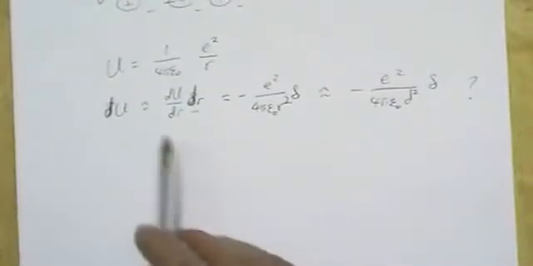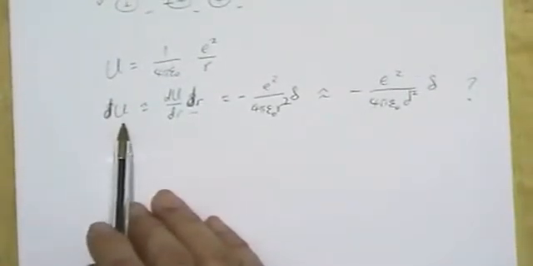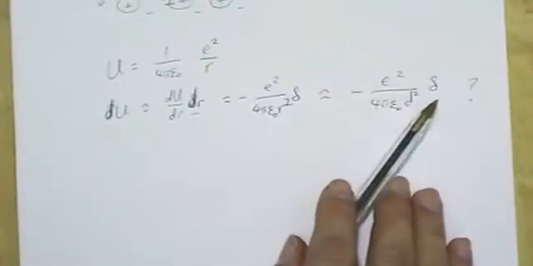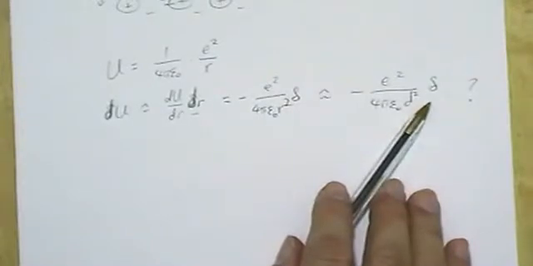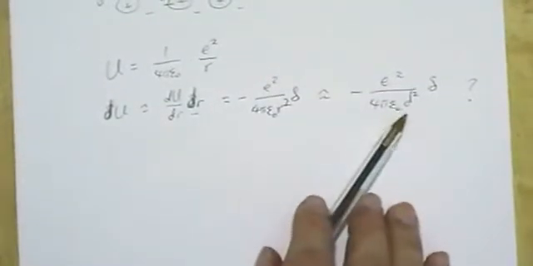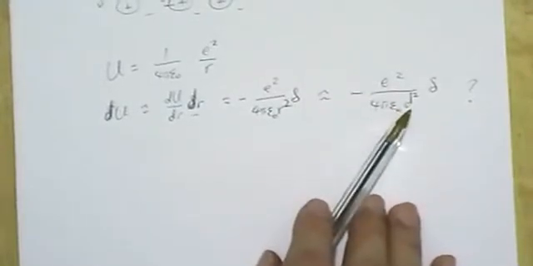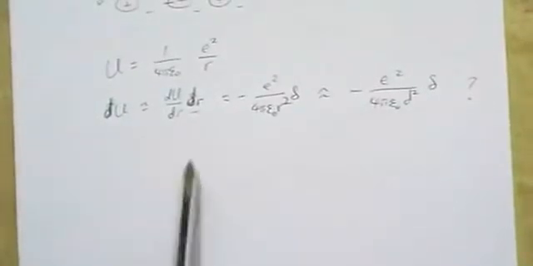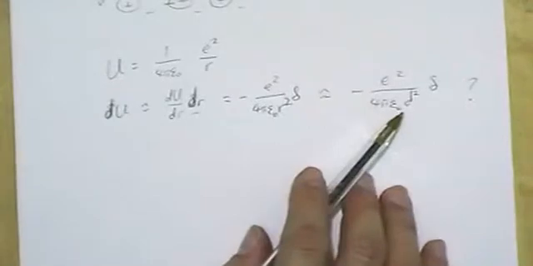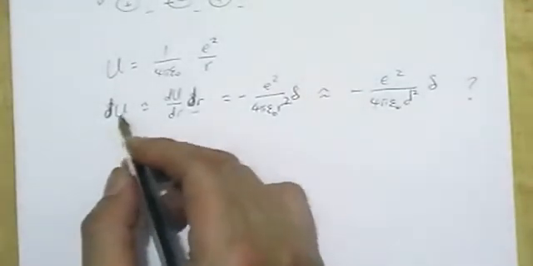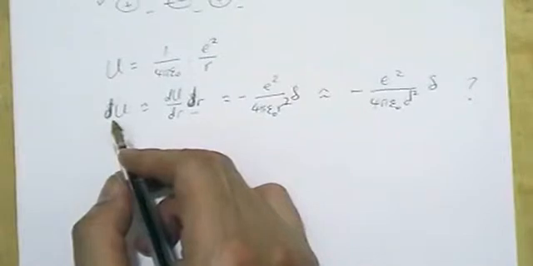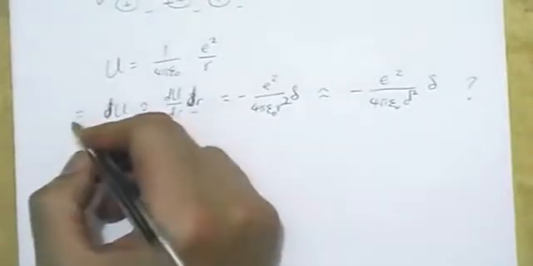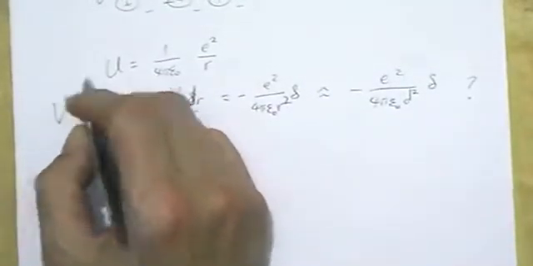Now, in order to calculate a number for this change in potential, we need to know delta. Now, d here is the interatomic spacing, which is usually known for typical metals. We can always look it up in Google or some table of constants. And let me call this potential V.